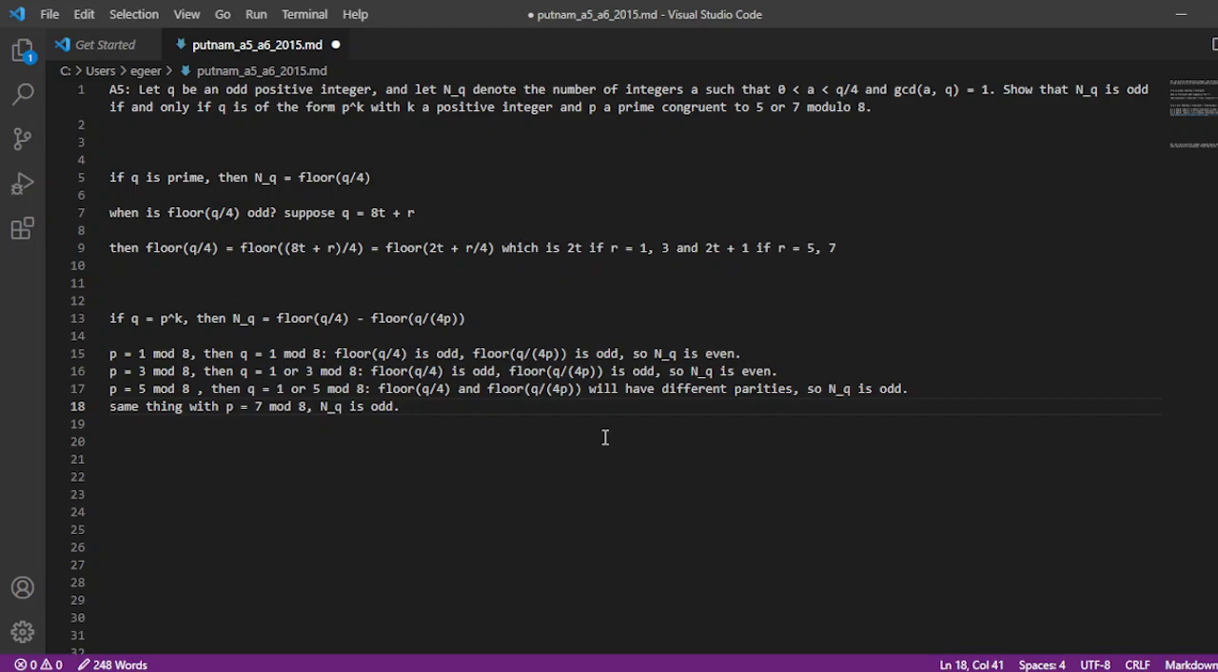Now we sort of need to generalize it to when Q is composite, and when Q is not a prime power. So we want to show that if Q is divisible by at least 2 distinct primes, then NQ is always going to be even, right? So now, suppose Q is divisible by 2 distinct primes, P1 and P2, and we want to show NQ is even. So how could we go about doing this?